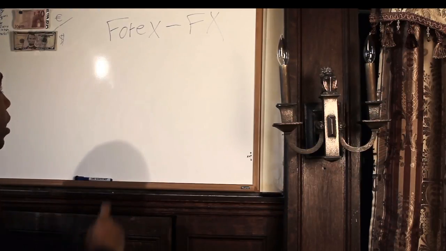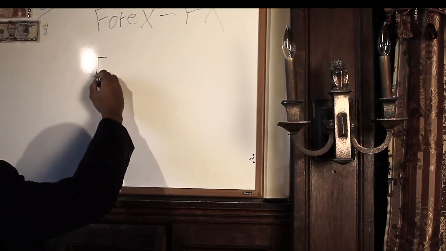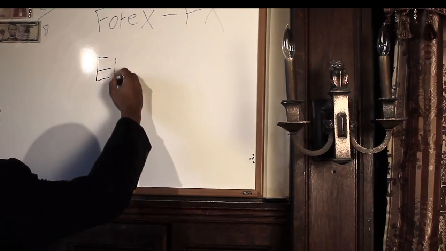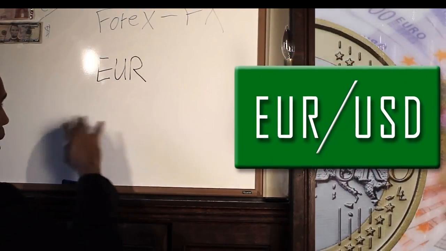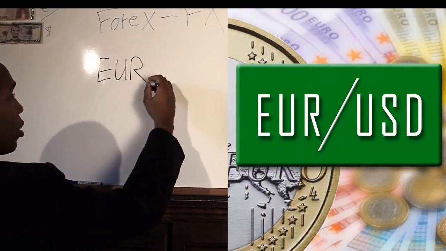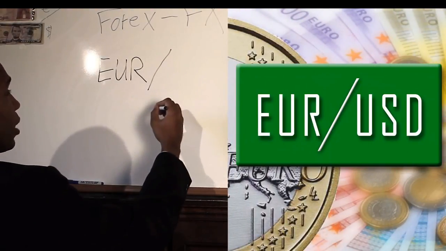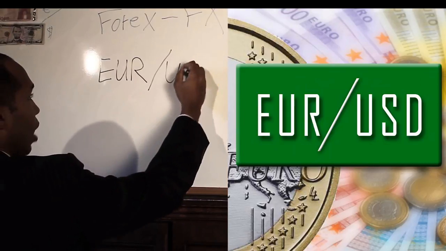So let's say we wanted to get euros. Here is the symbol, and this is how things are written in FX. This is the symbology. EUR represents euros, and then you put a slash like this, and on this side you put US dollars.